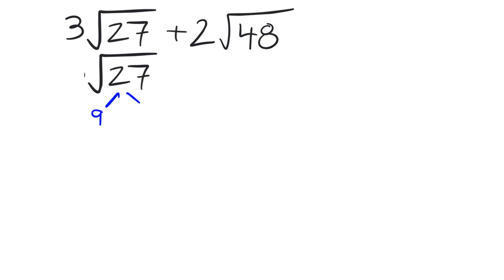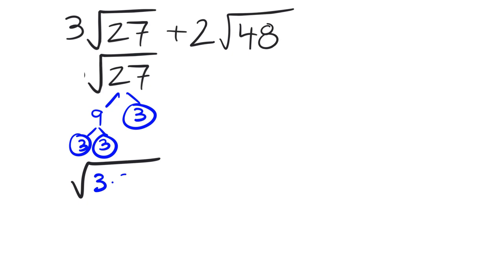So 27 I'm going to show is 9 times 3. 3 is prime, so I circle it. And 9 is 3 times 3, both of which are prime. So I'm going to rewrite this. Instead of showing it as the square root of 27, I'm going to show it as something different, but has the same value, 3 times 3 times 3. Okay, well, is there any matches there? Yeah, there's 2 3's right there, which is really 3 squared.